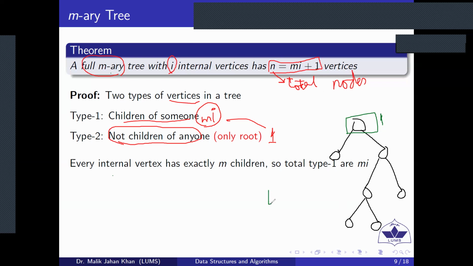And if the number of internal vertices is i, and this is a full m-ary tree, so each internal vertex has some children, and because of that full property, it must have m children. So the total number of children of all internal vertices is mi, and one additional node is the root. That makes the total number of nodes in the tree mi plus 1.